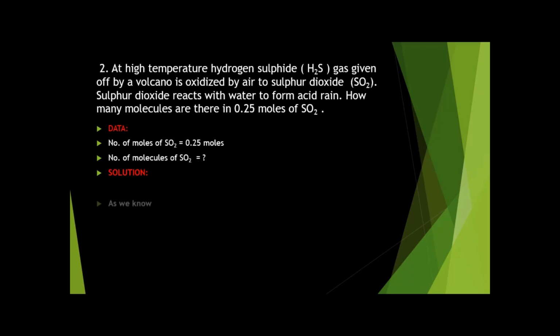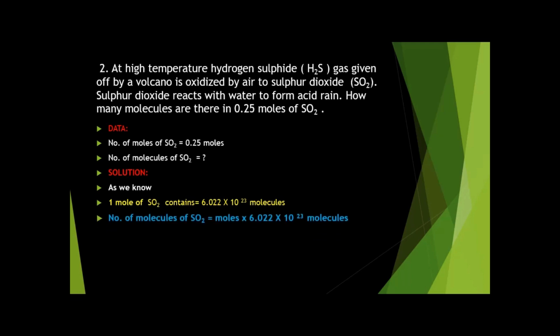So solution, as we know, 1 mole of sulfur dioxide contains 6.022 exponent 23. So number of molecules of SO2 is equal to moles into Avogadro's number molecules. So how many moles are there? 0.25. Just put the values, 0.25 into 6.022 exponent 23, and finally we get the answer 1.5055 exponent 23 molecules of sulfur dioxide.